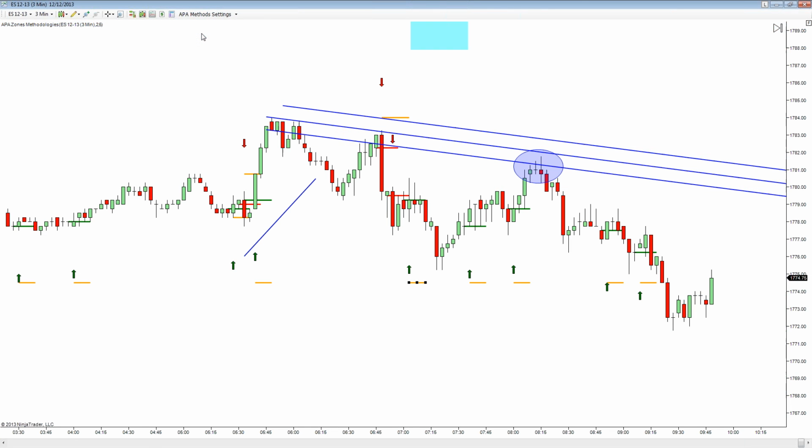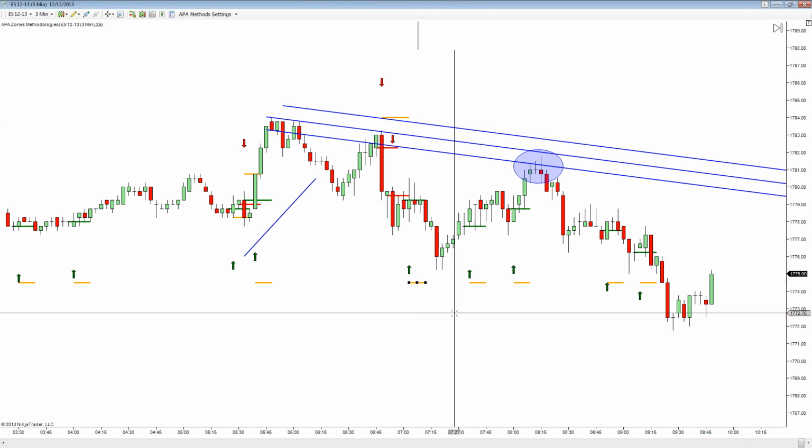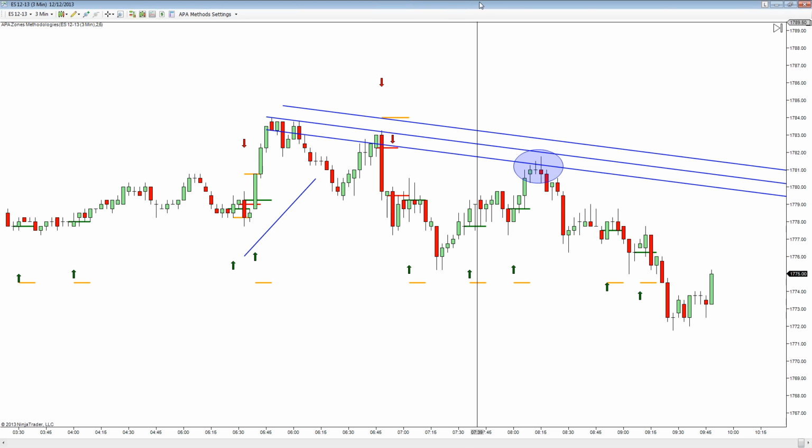Let me turn off the zones here so you can see where the zone plot is. That's where the high of the zone is. That's where the line came in, and so on and so forth. Okay, so that's kind of how that works.